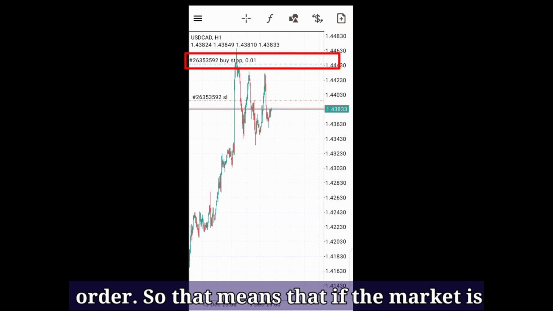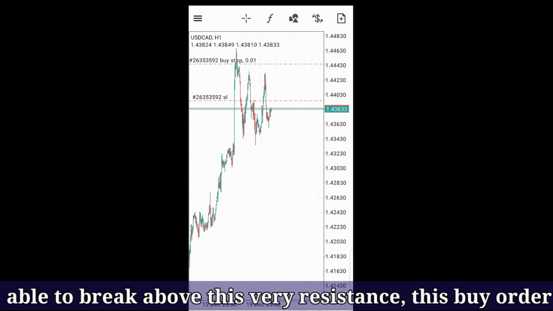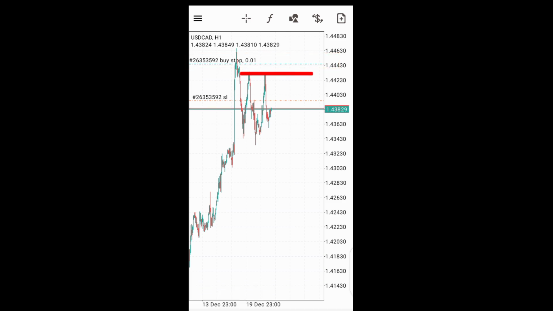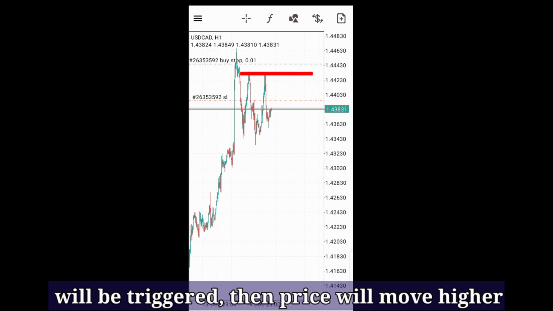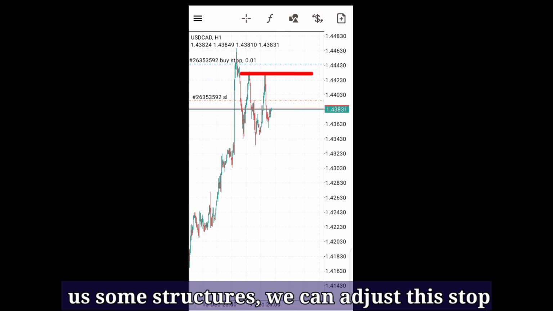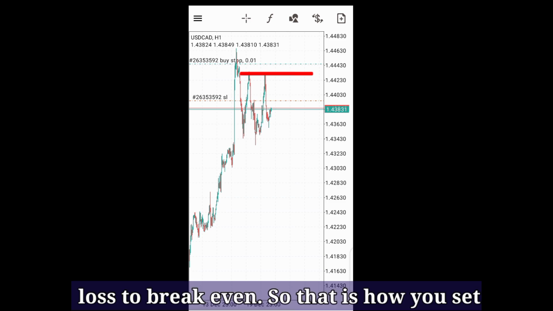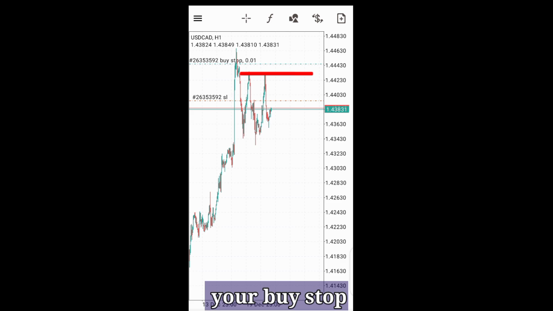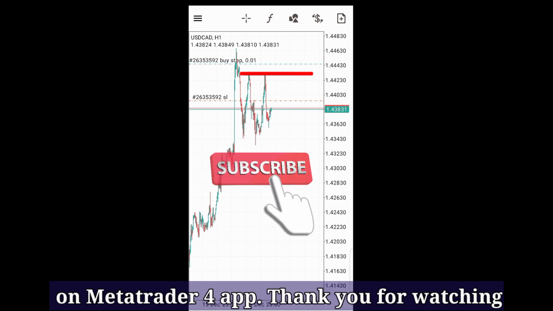That means that if the market is able to break above this very resistance, this buy order will be triggered, then price will move higher, and as the price begins to move higher and give us some structures, we can adjust the stop loss to break even. So that is how you set your buy stop order on the Metatrader 4 app.